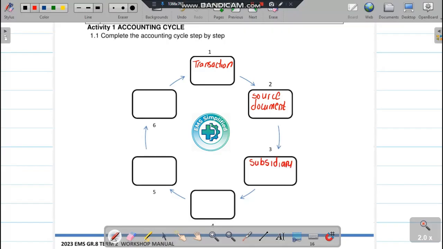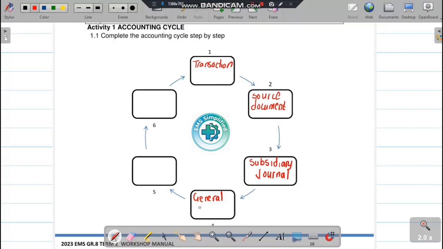Subsidiary journal. The subsidiary journal is the book of first entry, where transactions are recorded for the first time from their source documents. So it's a primary book of prime entry. From the subsidiary journal, transactions are then summarized in what is known as the general ledger. In the general ledger, transactions are posted, and the double entry is applied.